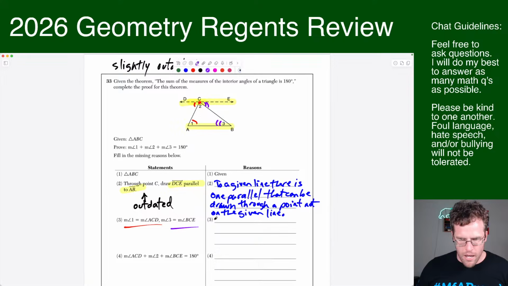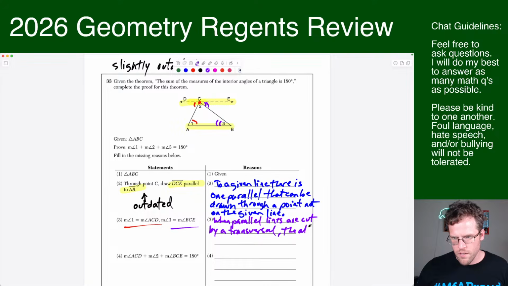This comes up a lot when parallel lines are cut by a transversal. So when parallel lines are cut by a transversal, the alternate interior angles formed are congruent.